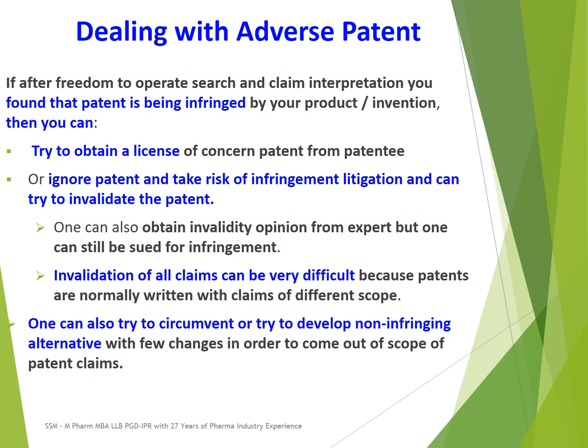So these are the different options if you identify the infringing patent. Either you go for the license, or maybe you take the risk and take the infringement litigation suit, because once you have infringed the patent, the patentee will file the infringement suit. Or you may try to invalidate the patent in the court case. And the last option, which is the best option, is you try to circumvent or bypass the patent by making slight changes in your product, if you can do that by R&D.